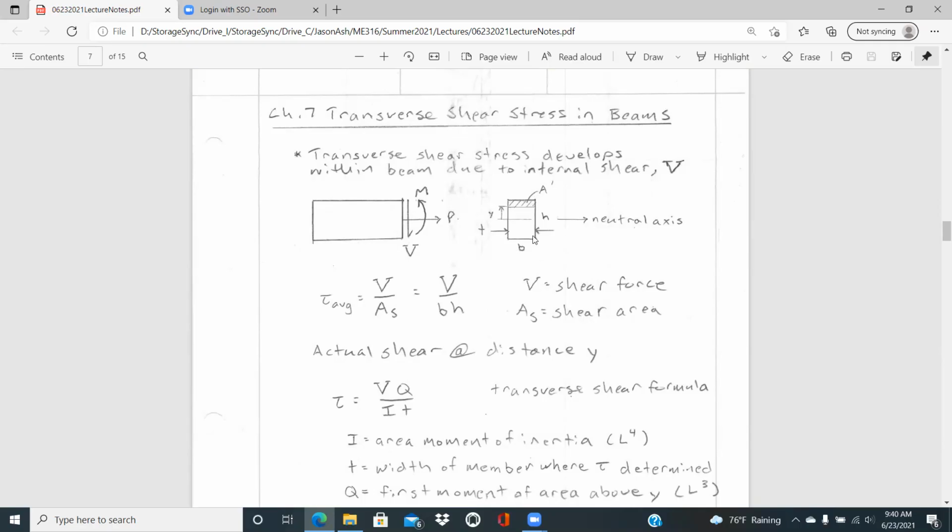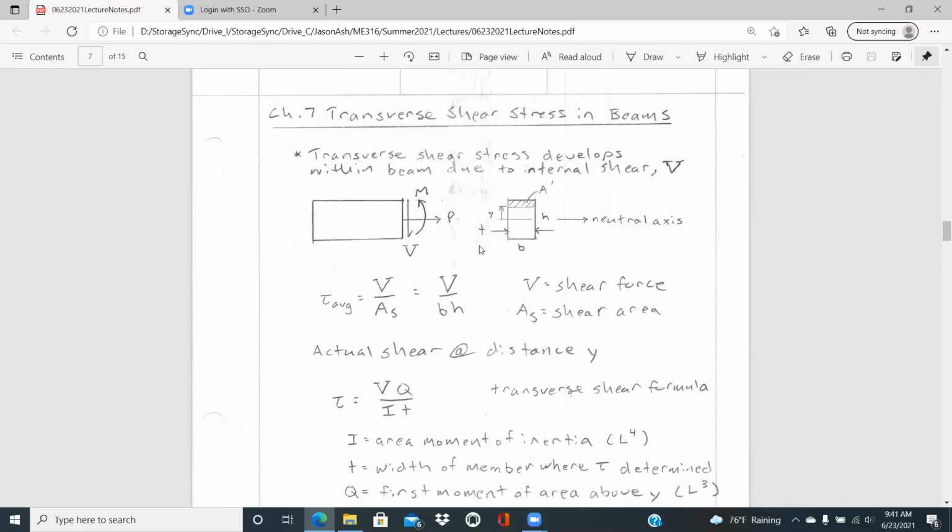We'll also find that instead of using base, the shear formula uses the thickness at that section. So if you're having a varying cross section, you would use the thickness, the width at that point where you're solving the transverse shear.